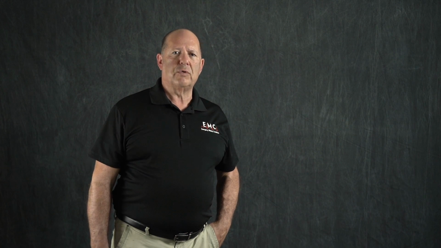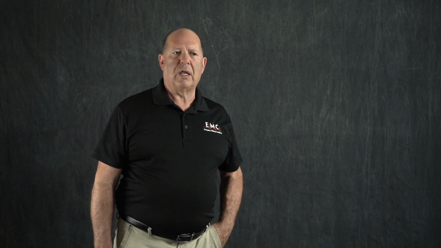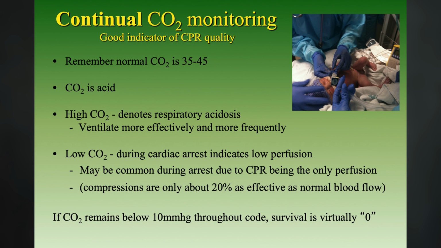A patient with his own pulse will have a CO2 of 35 to 45. A patient with no pulse and CPR will have a CO2 probably in the low teens. Ideally, what we're hoping for is a CO2 reading of 10 following intubation and compressions. Compressions are going to give us a lower CO2 reading than the patient's normal pulse will, and that's just the way it goes. Remember that CO2 is acid. The reading is 35 to 45 millimeters of mercury in the patient who has his own pulse.